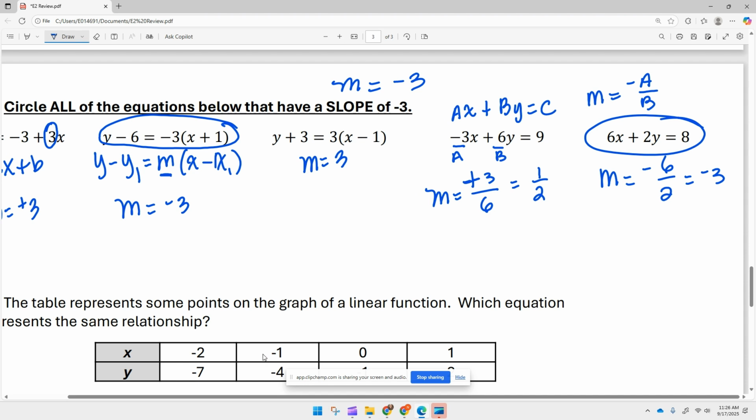Now, here's a trick that I'm going to tell you. If it is in standard form, it will have a negative slope unless the a or b are negative. So if the a or b are negative, you're going to have a positive slope. If the a and b are positive, you're going to have a negative slope. Okay? Everybody understand that?